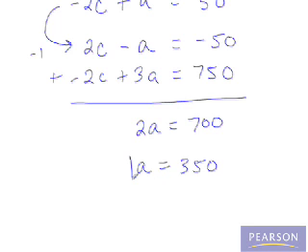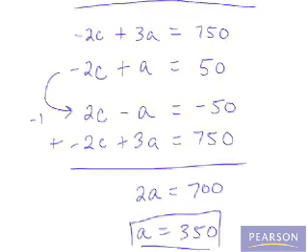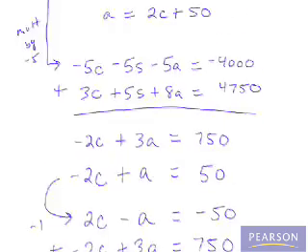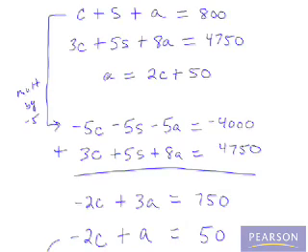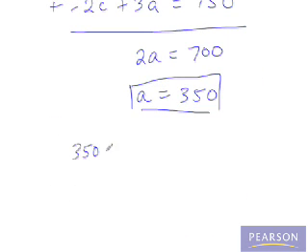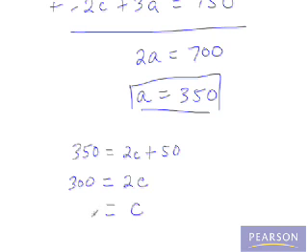Now as we work backwards, let's find a place where we can substitute our A value and get a second value. Here we know that A equals 2C plus 50. A is 350, so 350 equals 2C plus 50. We'll solve this equation for C. Subtracting 50 from both sides gives us 300 equals 2C. Dividing by 2, C is equal to 150.